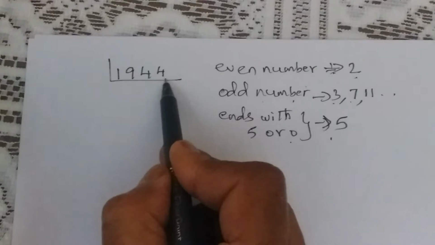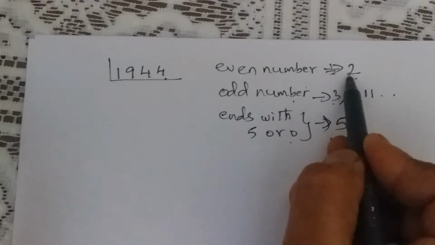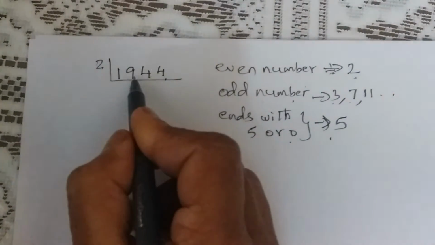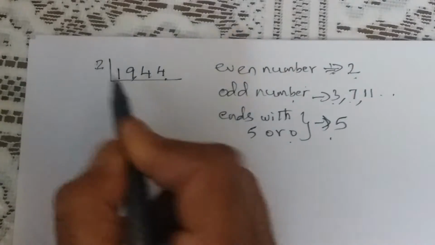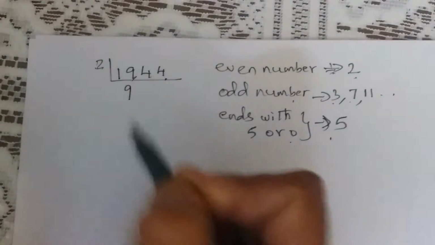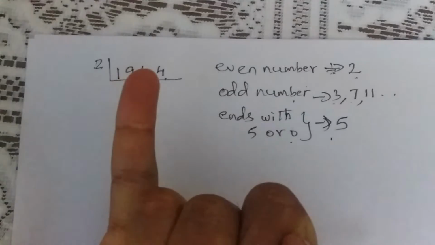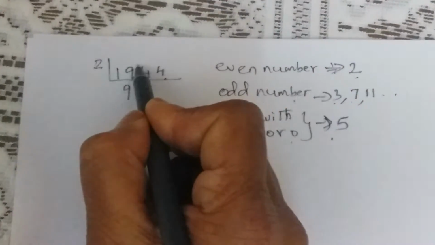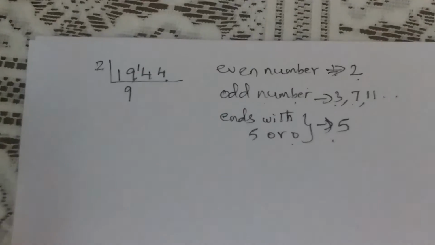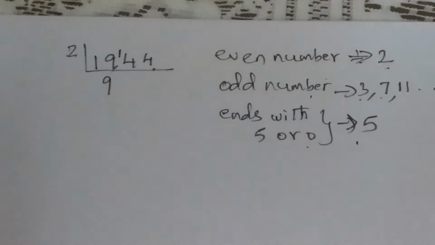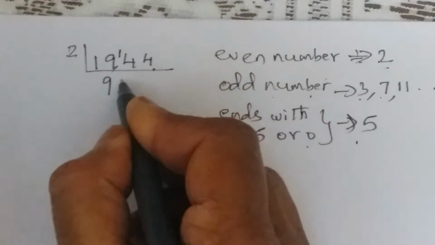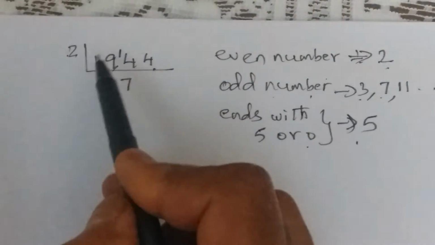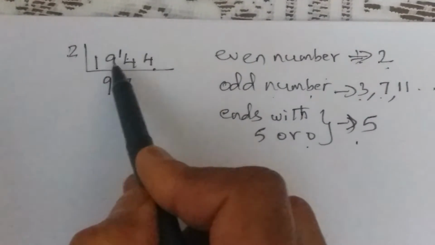Now, ending with 4 is an even number. So, we divide by 2. Come on, quickly divide by 2. Take 19 because 1 we cannot divide by 2. 19, 2 9s are 18. After 18, count till 19. That is a 1 remainder. What will you do? Carry with the next number 4. So, you get 14. Now 14 you divide by 2, 2 7s are 14. Do you have a remainder? 2 7s are 14. There is no remainder.